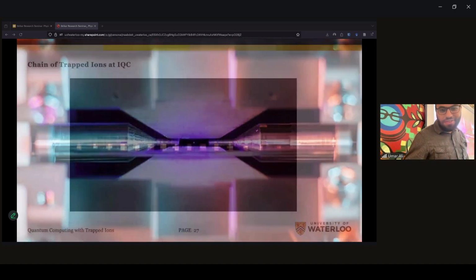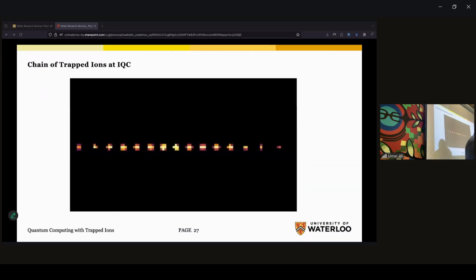And also, we can have more than one atom, of course. We can have a chain of atoms, all of them suspended in the nothingness. And I'm basically going to answer the question of how we use those to do quantum computing. So first, what is quantum computing?